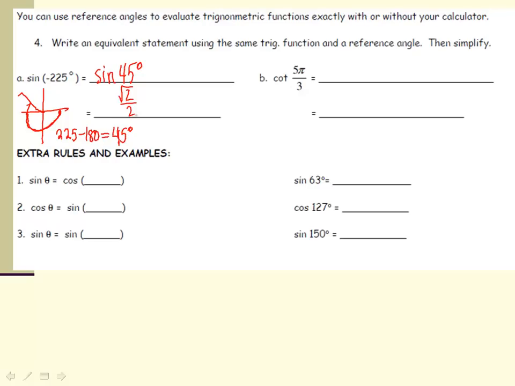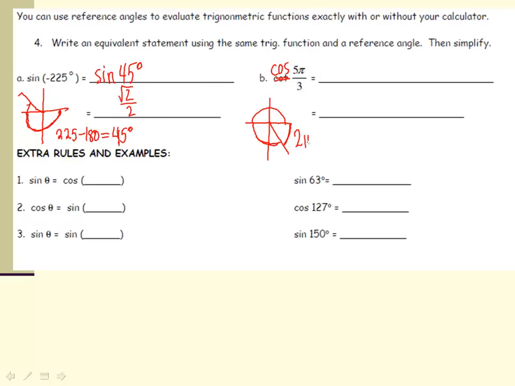Now we're not going to do cotangent, we're going to do the cosine of 5 pi over 3. So the cosine of 5 pi over 3, let's draw a quick picture of where that would be. 5 pi over 3 is more than 1 pi, and it's more than half of another pi, so it would be someplace over here. So to find my reference angle, I want this as my reference angle.